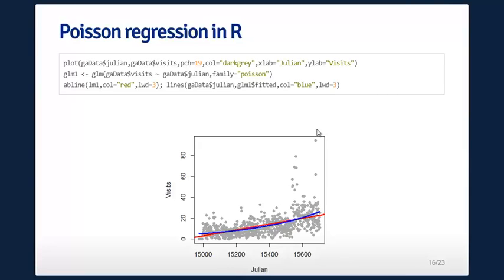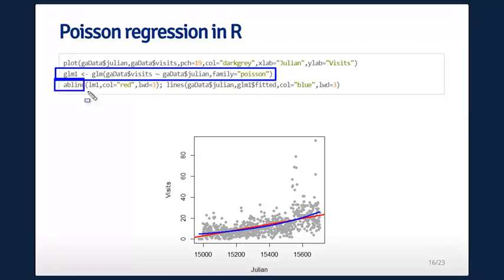Poisson regression in R is very easy. You just fit GLM. You just want to make sure the family equals Poisson. The log link function is the default link function. And you can just add the plot with an abline statement. Oh, I'm sorry, abline, that's for the linear model.